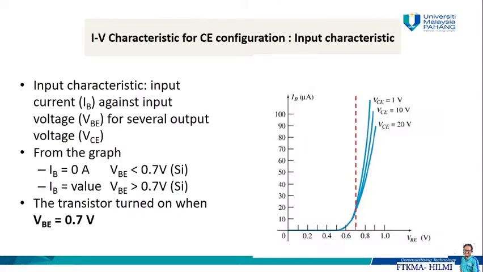We are going to discuss in a bit more detail the current and voltage characteristics for a common emitter configuration. Okay, common emitter configuration, CE, and we are going to take a look at the input characteristic. For CE configuration, the input will be from the base. So the input characteristics are going to be the input current IB against the input voltage VBE for several output voltages, the VCE.